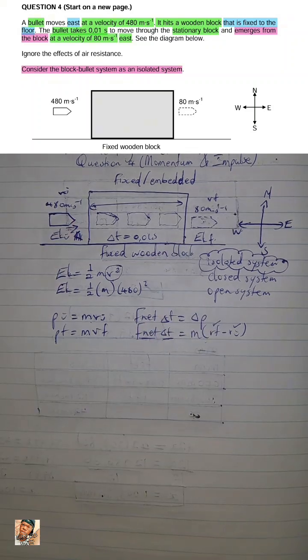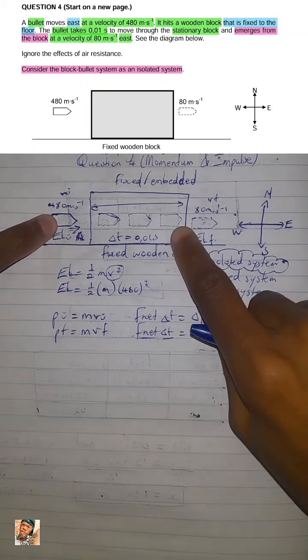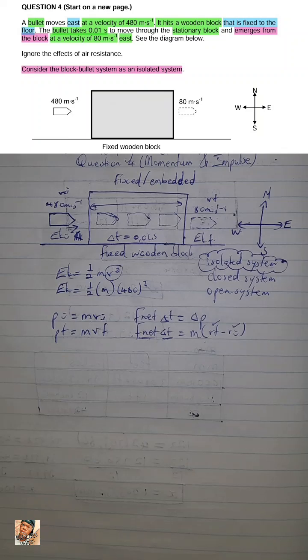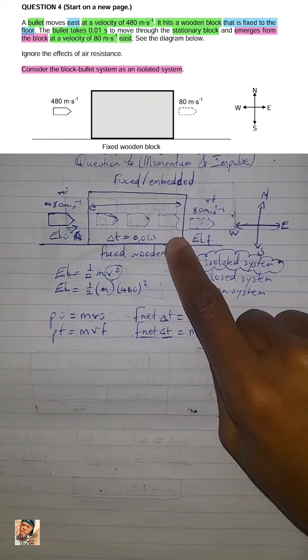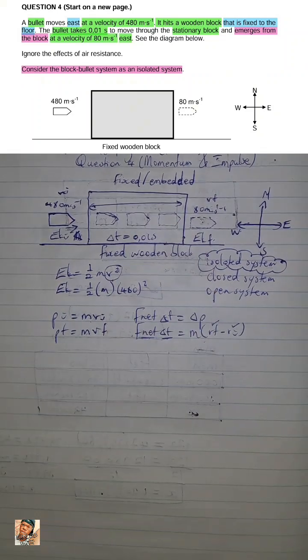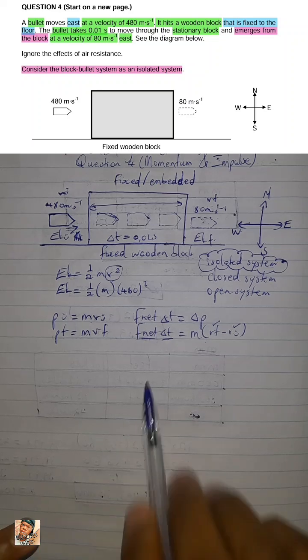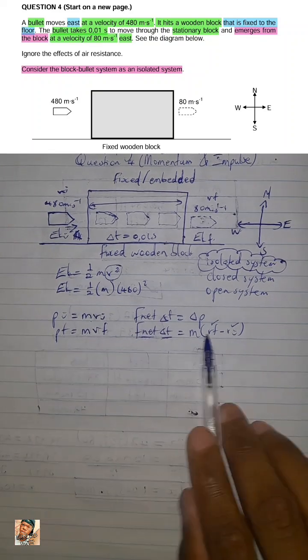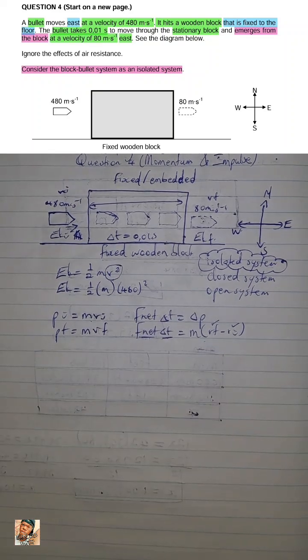So the magnitude of the force that the bullet is going to exert on the wooden block is going to be the same, just in opposite direction, as the magnitude of the force that the wooden block is going to exert on the bullet. I hope that is clear. So we cannot determine the impulse nor the momentum because we don't know the mass of the bullet.